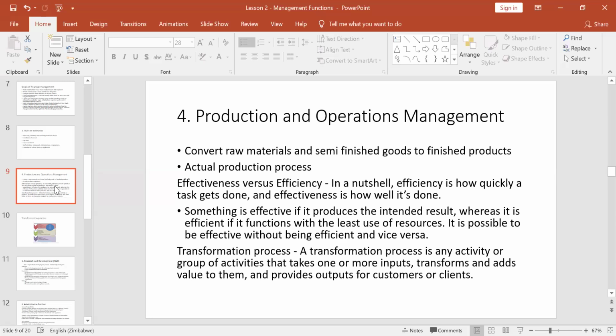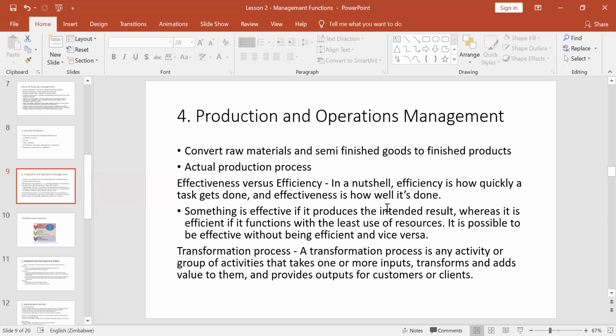They are concerned with the actual process of production. They want to ensure there is effectiveness. They want to ensure there is efficiency. We spoke about these, I think, last week, effectiveness versus efficiency. So the summary is that efficiency is how quickly a task gets done. Effectiveness is how well it's done.